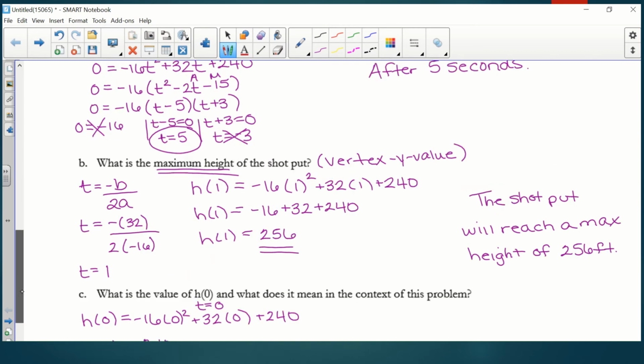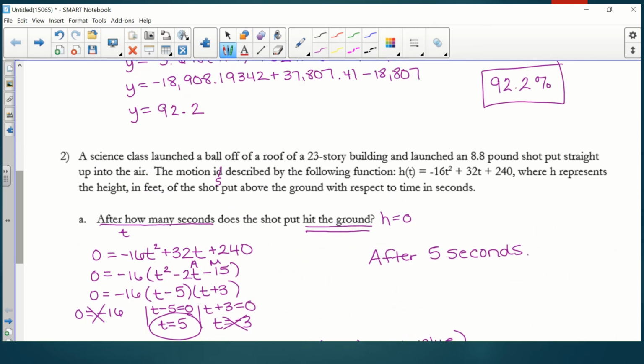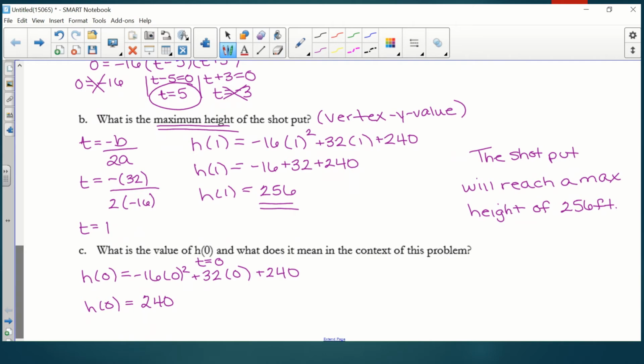It means, if we go back to our problem, we talked about throwing the shot put off of a 23-story building. So that 23-story building is 240 feet high. So the height of the building is 240 feet. That is where the shot put is thrown from. That's its starting height. All right, let's keep going.